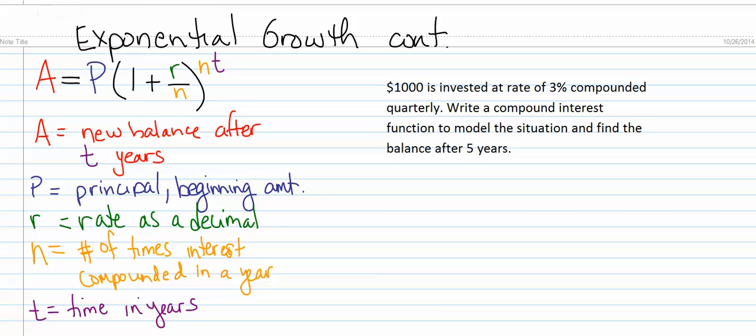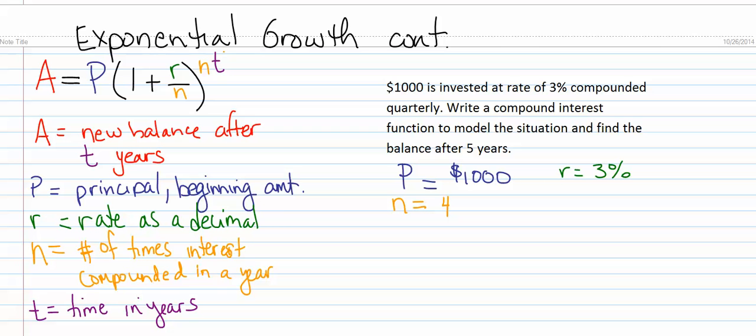So I will try to do the color coding here. So $1,000 is invested. So that tells me my principal. The money that I start with is $1,000. It's invested at a rate of 3%, and it's compounded quarterly. So that's the N. That's the number of times every year that it's compounded. And if it's compounded quarterly, there's 4 quarters in a year, so that means it's compounded 4 times a year. They calculate interest, put it into your account 4 times every year.